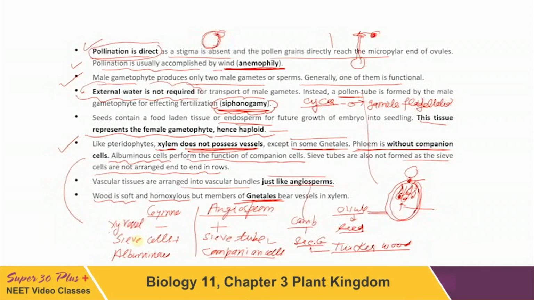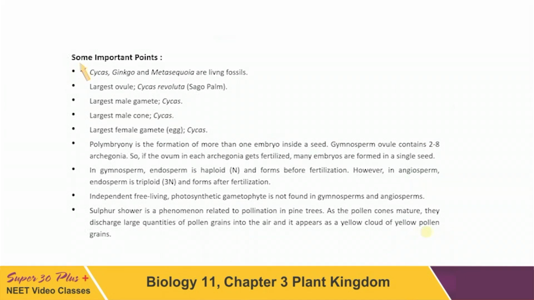More clarity is required. In gymnosperms, xylem vessels are absent, which are present in angiosperms. Sieve cells are replaced by sieve tubes in angiosperms, and albuminous cells are present in gymnosperms, whereas in angiosperms these are companion cells. Right? Come to the next, some important points.